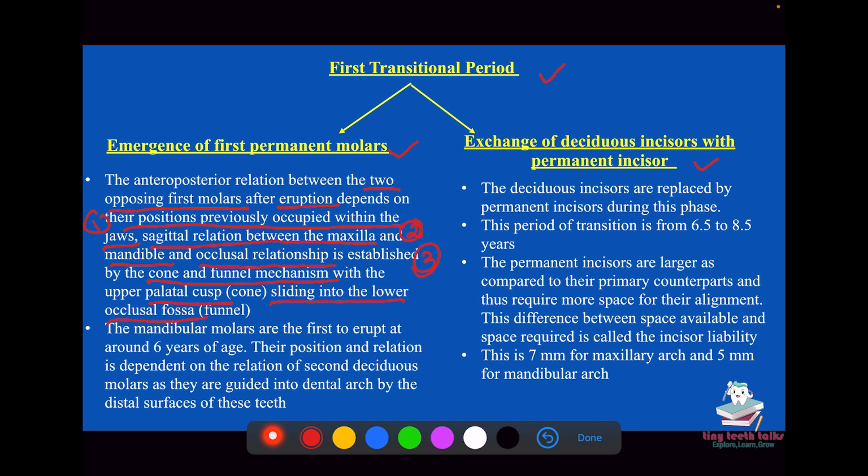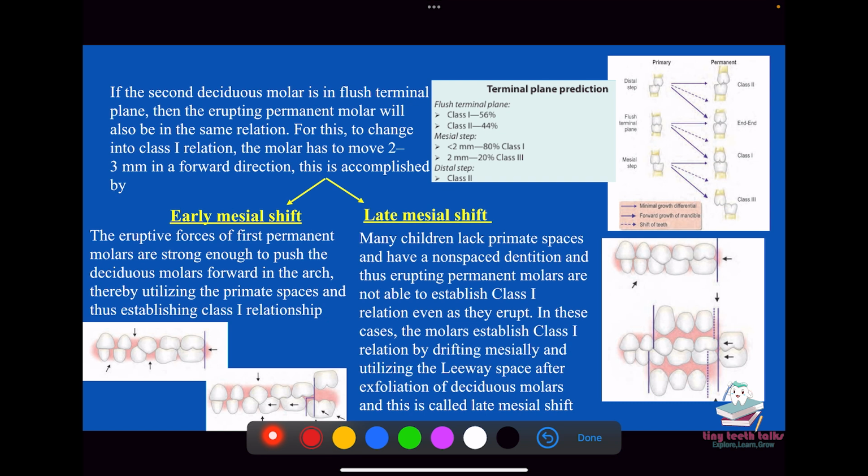The mandibular molars are the first to erupt at around 6 years of age. Their position and relation depend on the relation of the second deciduous molars, as they are guided into the dental arch by the distal surface of these teeth. So, if the second deciduous molar is in flush terminal plane, then the erupting permanent molar will directly be in the same relation, which is end-on-end relation. But there are 56% chances of class 1 relationship and 44% chances of class 2 relationship.